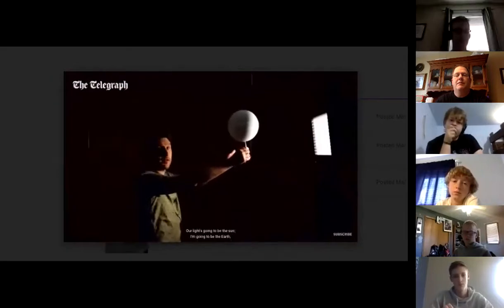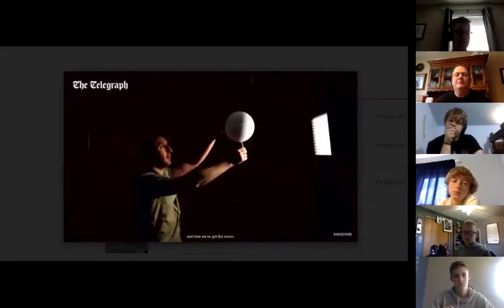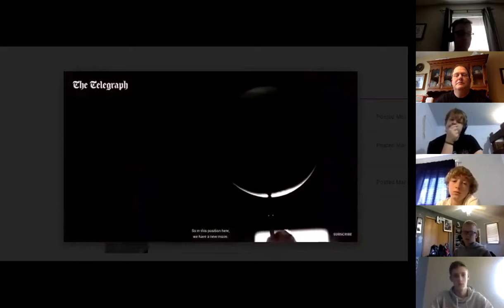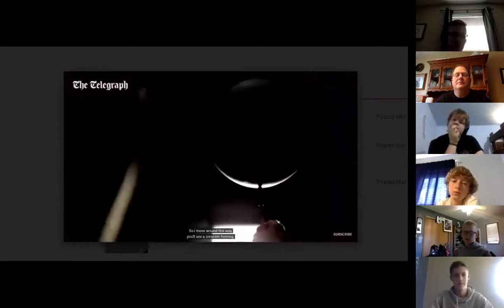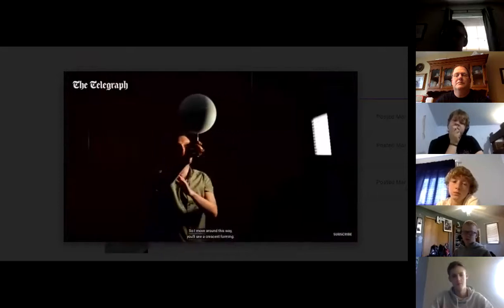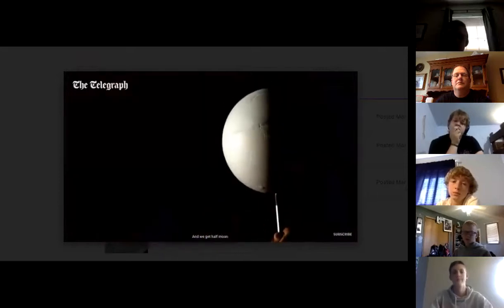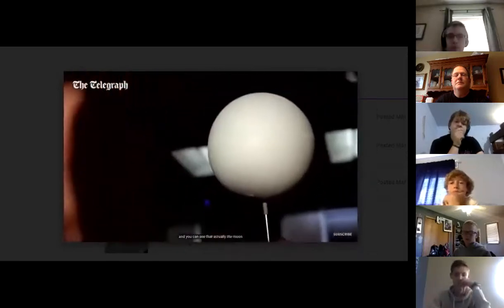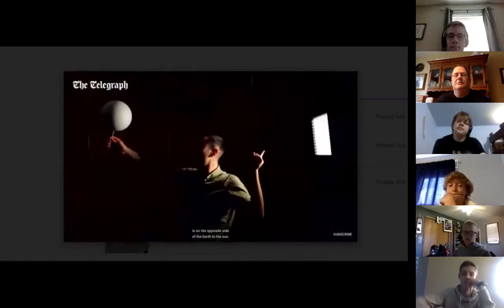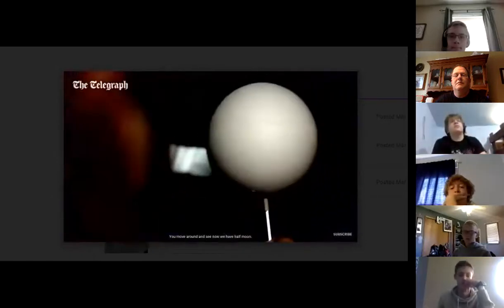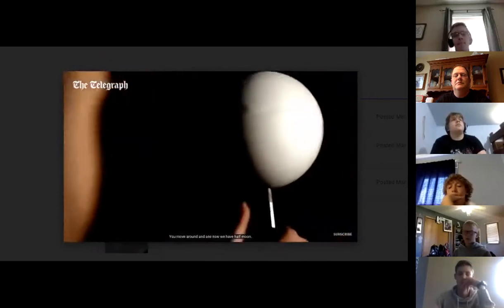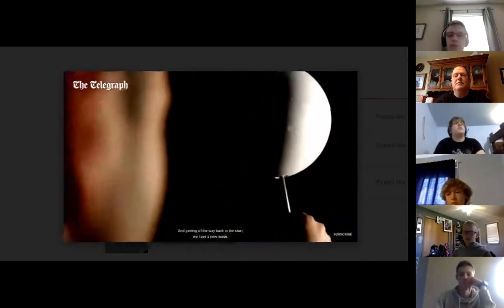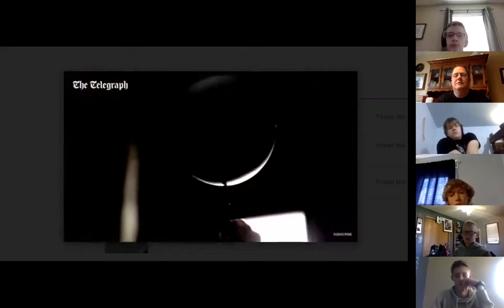The full moon actually occurs when it's on the opposite side of the Earth to the sun. Our light's going to be the sun, I'm going to be the Earth, and here we've got the moon. So in this position here, we have a new moon. So I move around this way, you'll see a crescent forming, and we get half moon. All the way around here, you can actually now see a full moon, and you can see that the moon is on the opposite side of the Earth to the sun. So you move around and see now we have half moon, getting all the way back to the start, we have a new moon.